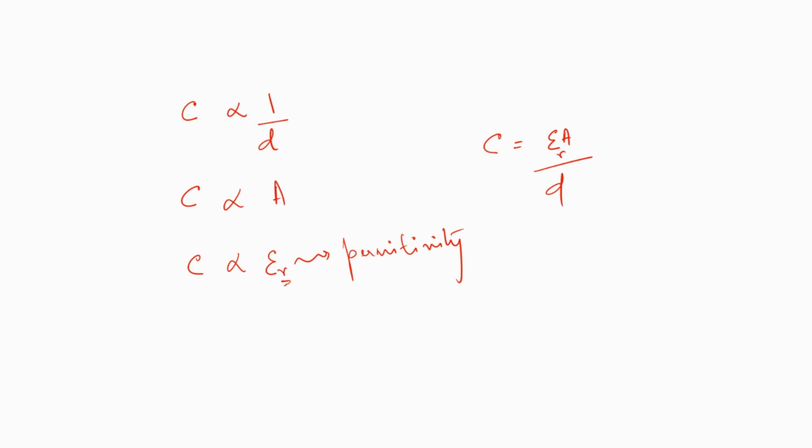Here, epsilon R represents the relative permittivity. It is measured relative to the permittivity of vacuum, which is denoted as epsilon naught. So, we take epsilon naught as the reference and measure the permittivity of any other material as epsilon R, which is the R in the expression. So, this is the expression of a capacitance. The unit for capacitance is farads.